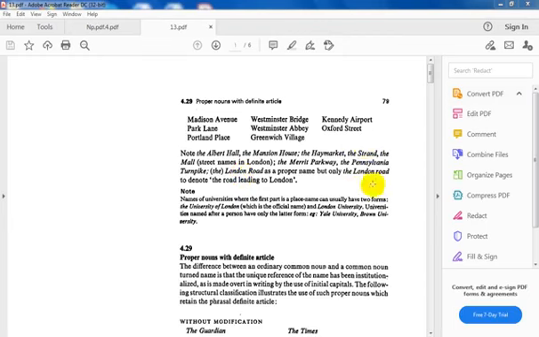But when I say the London Road, the London Road means the road leading to London. What do we call the Baghdad road? Yes, the Baghdad road. This is the road leading to Baghdad. See, here I will write Baghdad with a capital letter and road with a small letter.